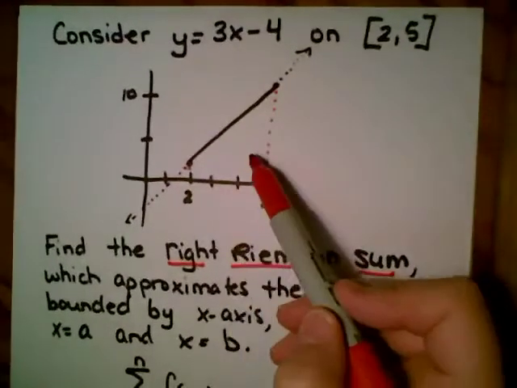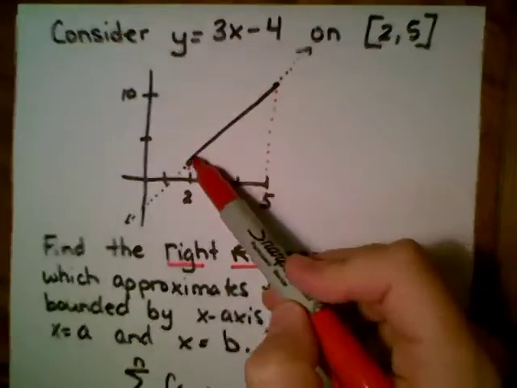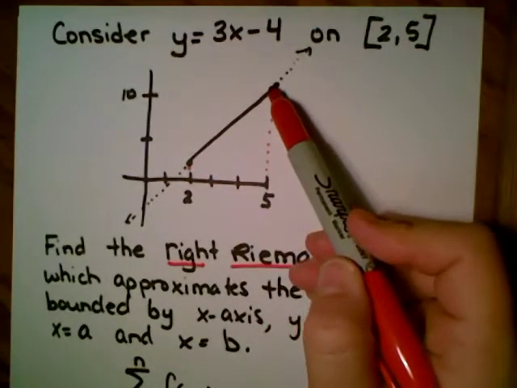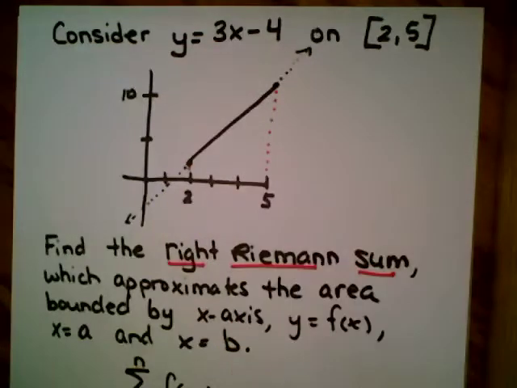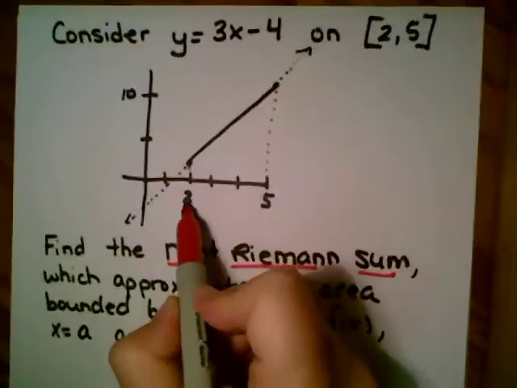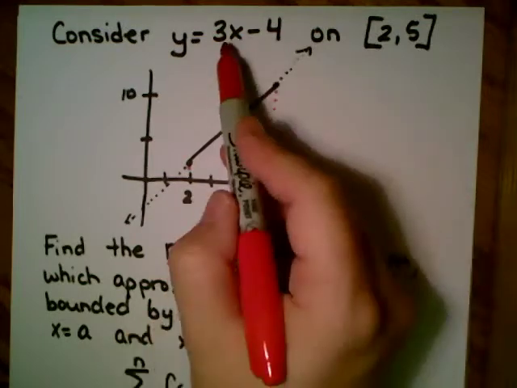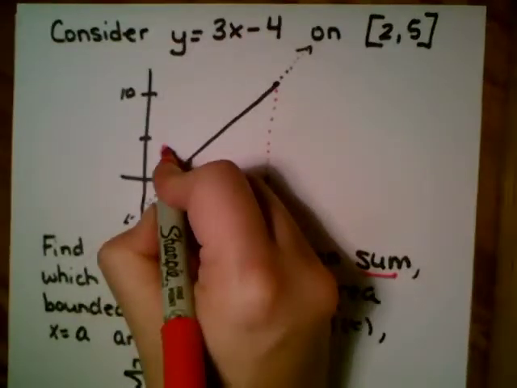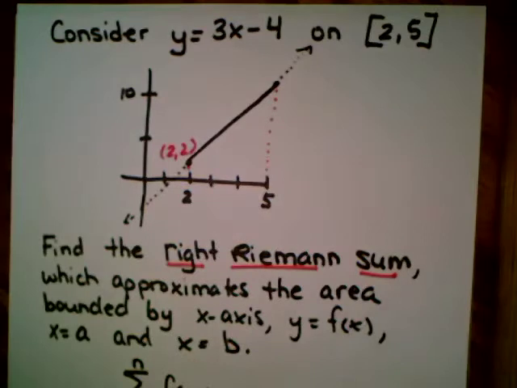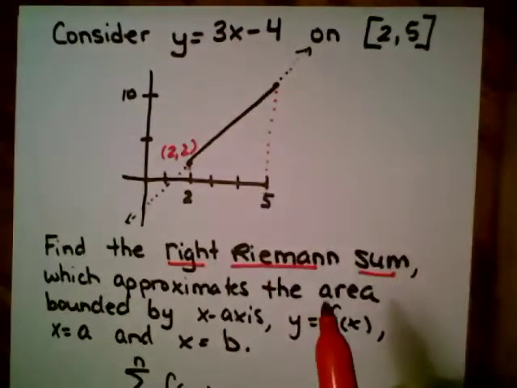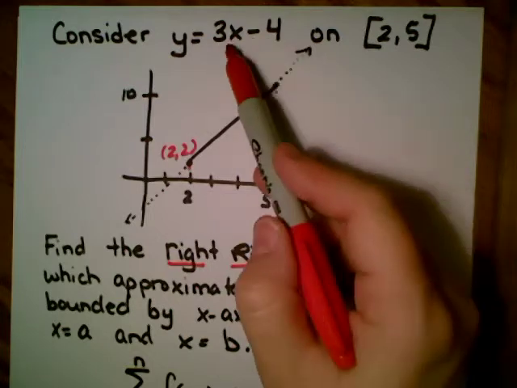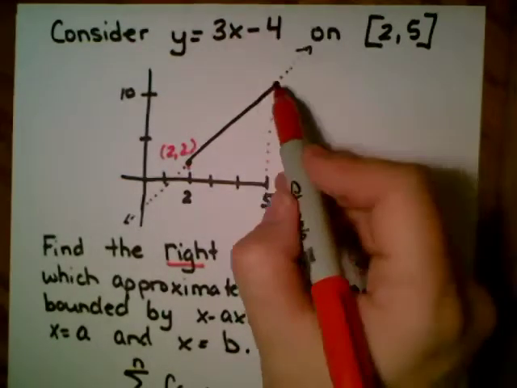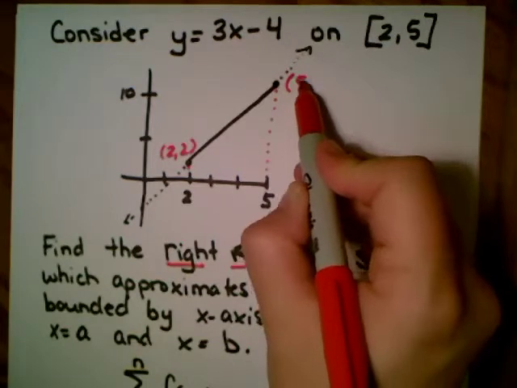So I thought I'd give us a picture here of what's going on. We've got this linear function, slope 3, and I've highlighted two of the ordered pairs that it crosses through. When x is 2, y would be 2, and so we have the ordered pair (2, 2) right here. And when x is 5, y would be 11, and I'll highlight that ordered pair, (5, 11).